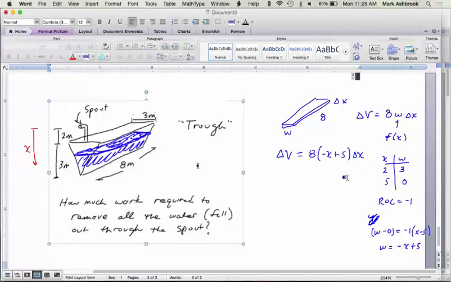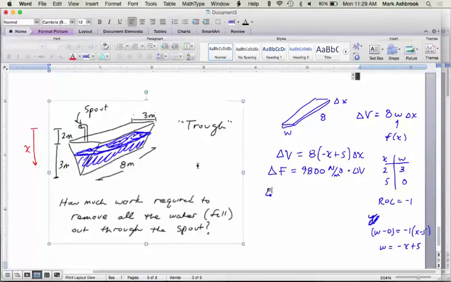Do you see it? So what is delta V? 8 times what? Right? And so then what's the weight? This is a constant. So we take the volume times 9800 newtons per meter cubed times delta V, which we just did.